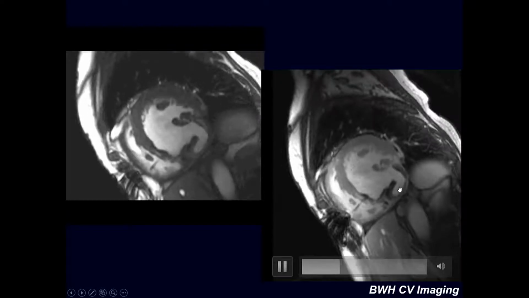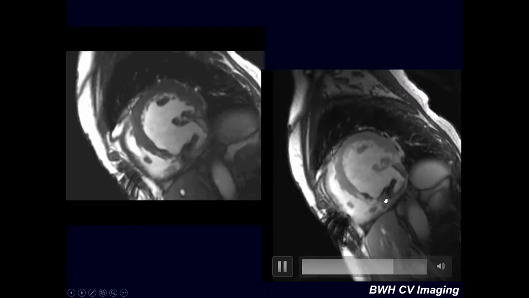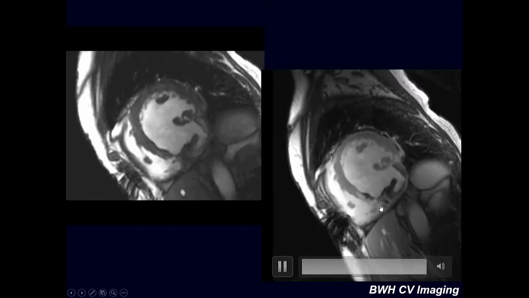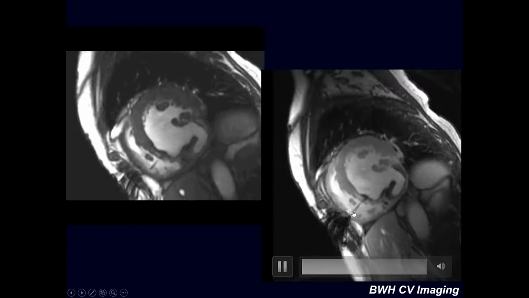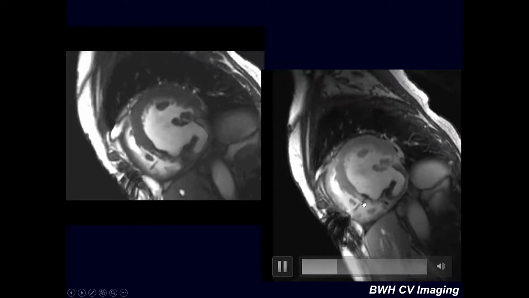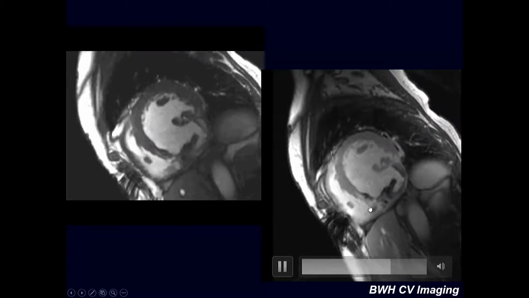In the akinetic area, there's a region of black substance. This is very large, multiple large clots formed in the aneurysm after this large myocardial infarction. The patient also has a complication of the infarct, a VSD as well.